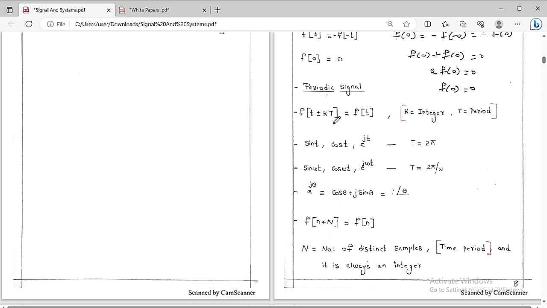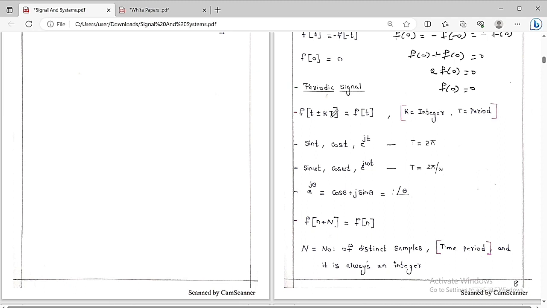f of t plus or minus kT is equal to f of t, where k is an integer. k is always an integer, which means plus or minus 1, plus or minus 2, plus or minus 3, like that. And T is the time period. Which means the signal is going to repeat its own waveform. So that is the thing you always have to keep in your mind.